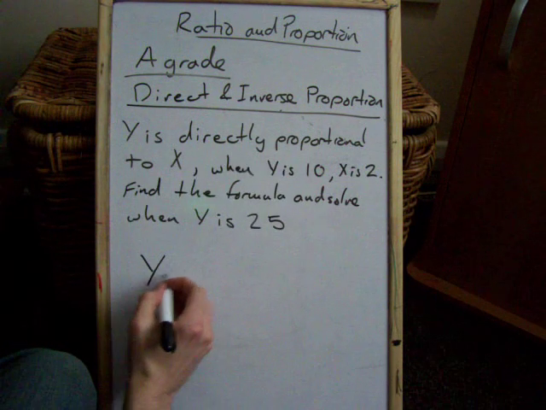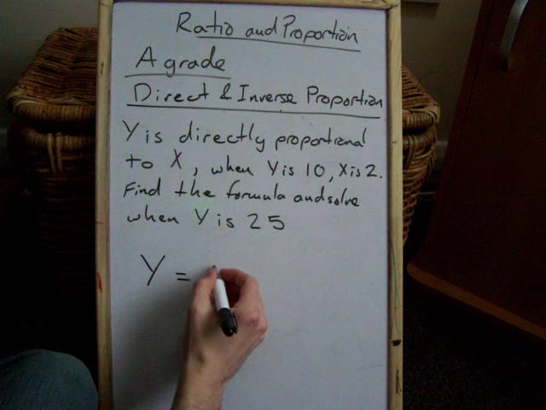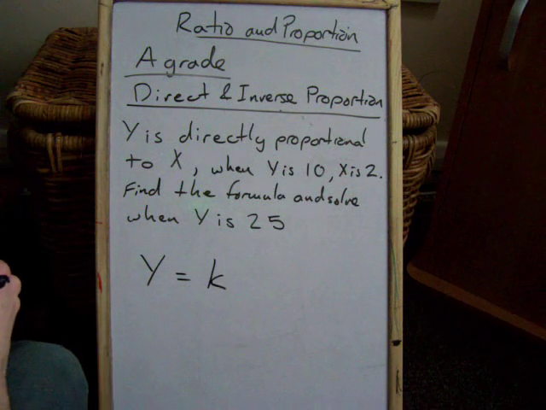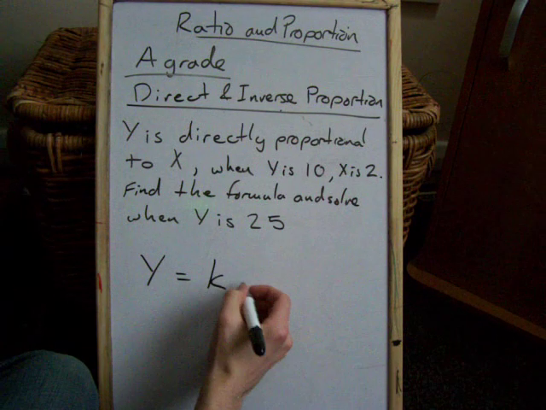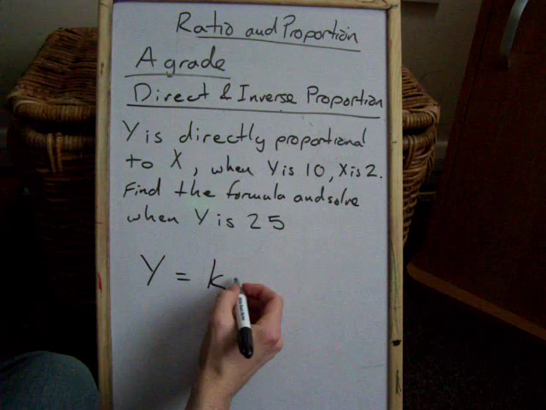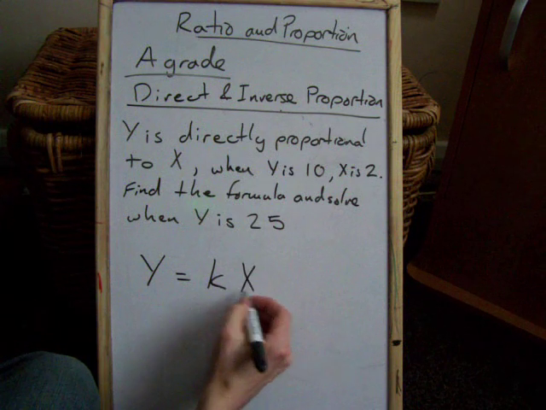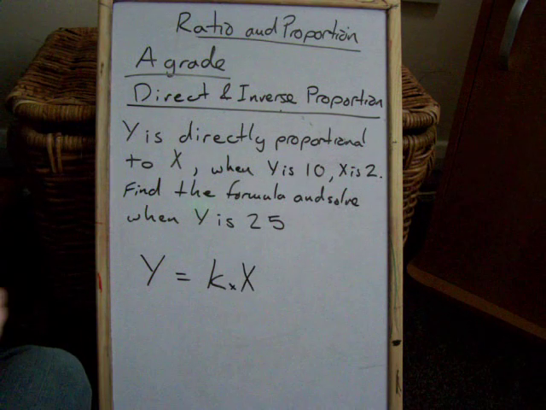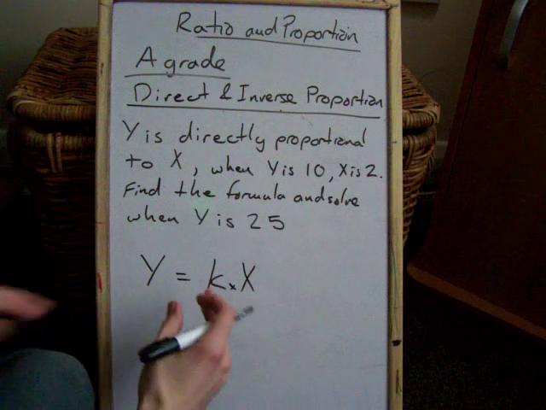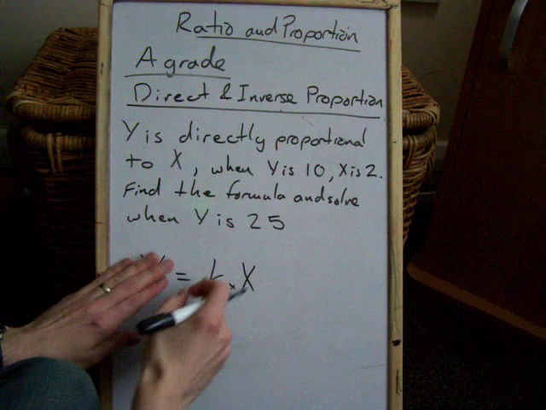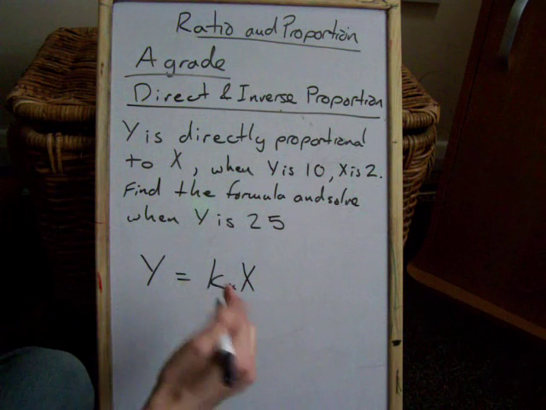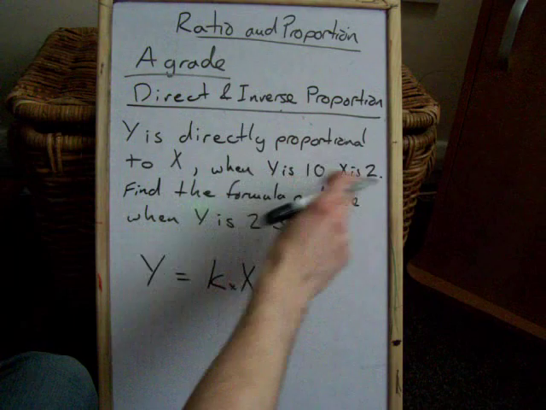So y is directly proportional, which means there's a constant of proportionality, you can call it k. So y equals k times x in this case. That's what directly proportional means. It means that y is just some number times x. That's direct proportion.